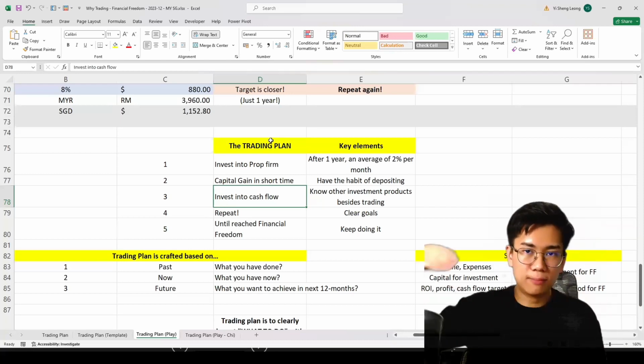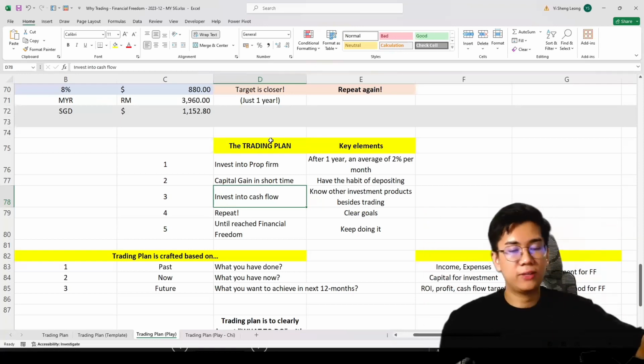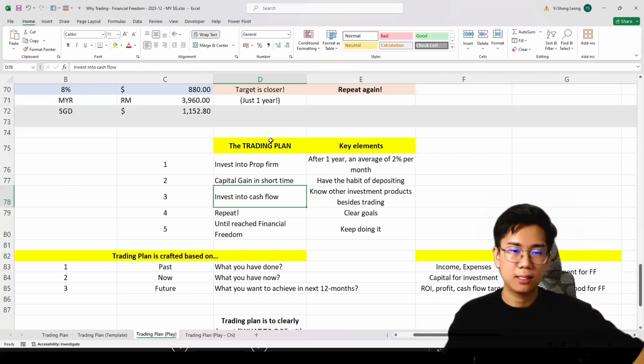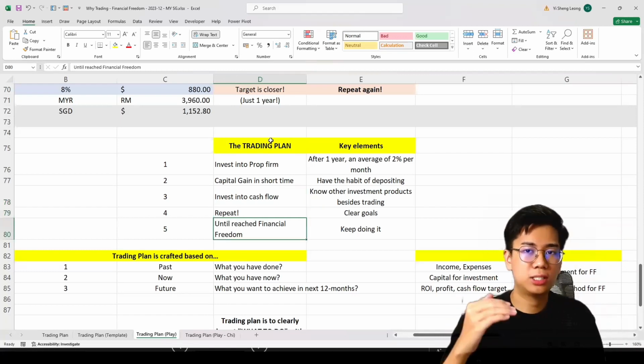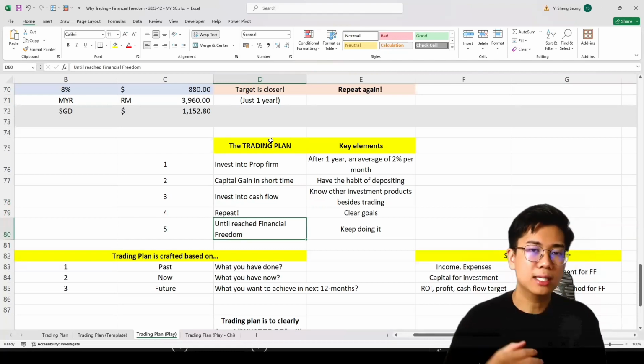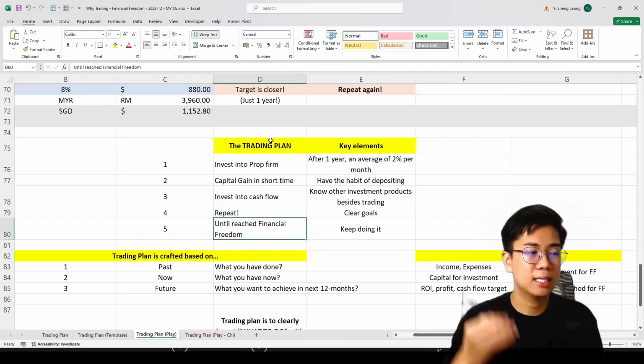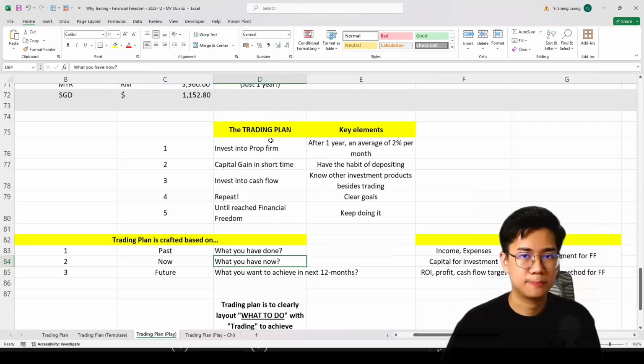Meaning that your trading makes 1%, and at the same time your fixed deposit is also earning extra money. And you just keep doing it again and again until you reach your financial freedom goal. And this is what we mentioned.